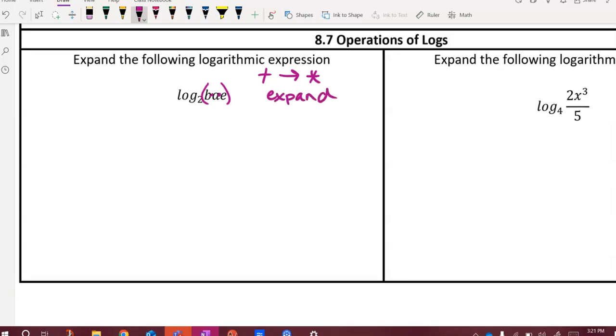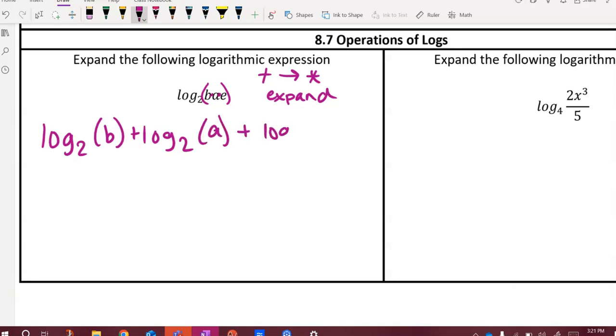So starting with this one, we're going to separate all three items that are being multiplied by showing addition and making them all their own log.